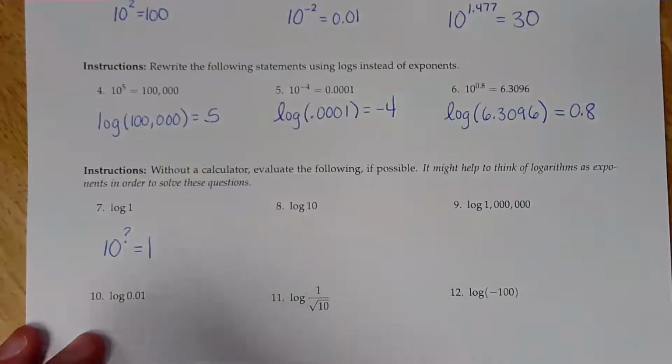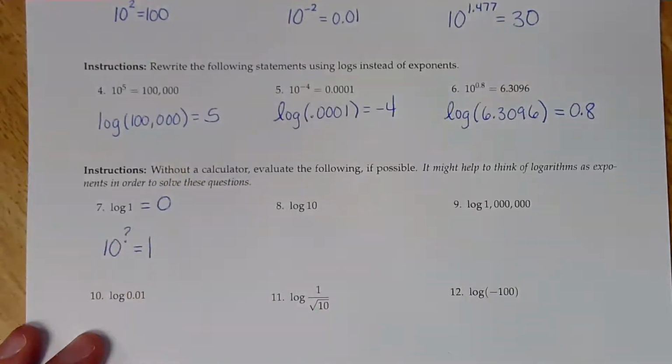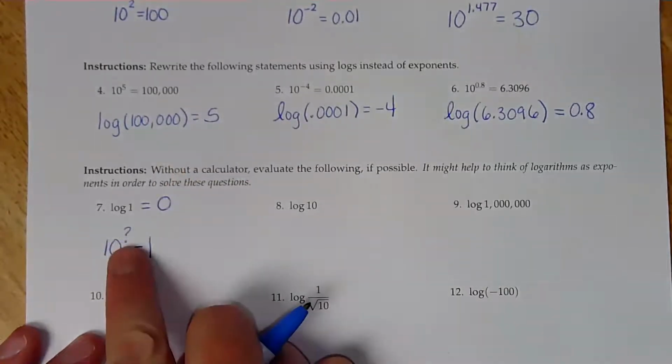Well, anything raised to the 0 is 1. So 10 to the 0 is 1. So log of 1 is equal to 0. Okay, so it's whatever this exponent is.